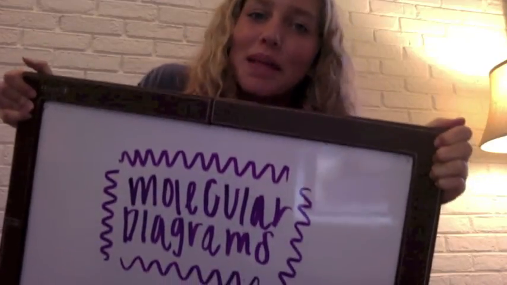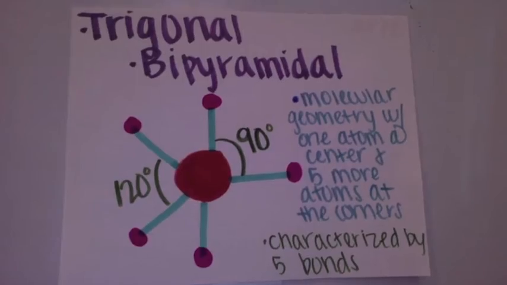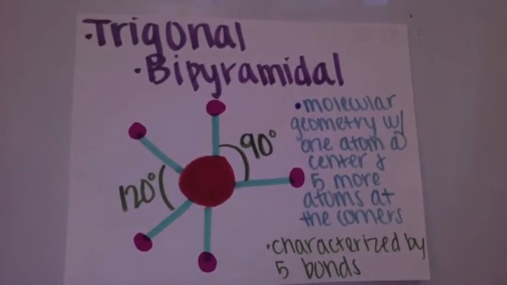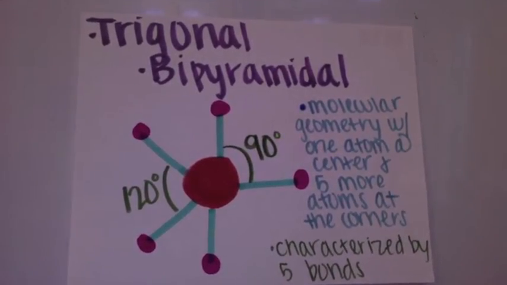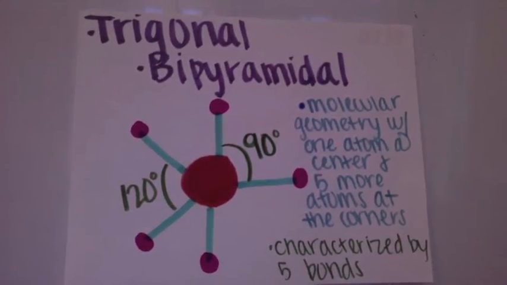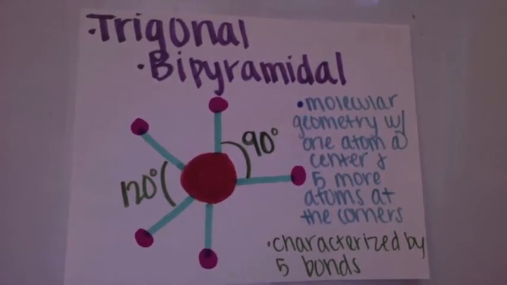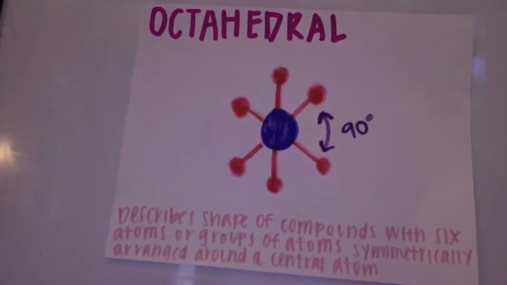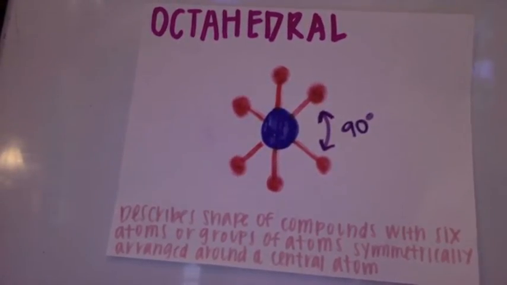Now we're going to talk about molecular diagrams. This is the trigonal bipyramidal diagram with its subsets. It's a molecular geometry with 1 atom at the center and 5 or more atoms at the corners. It is also characterized by having 5 bonds. The octahedral diagram describes the shape of compounds with 6 atoms or groups of atoms symmetrically arranged around a central atom. Their bond angle is 90 degrees.